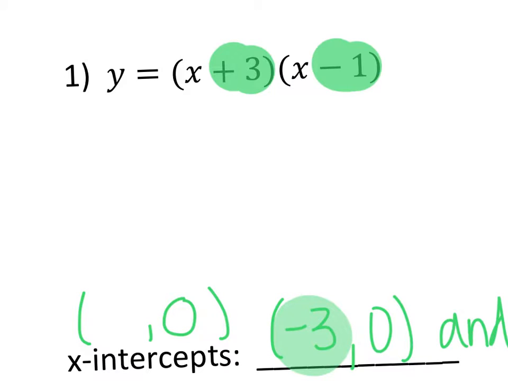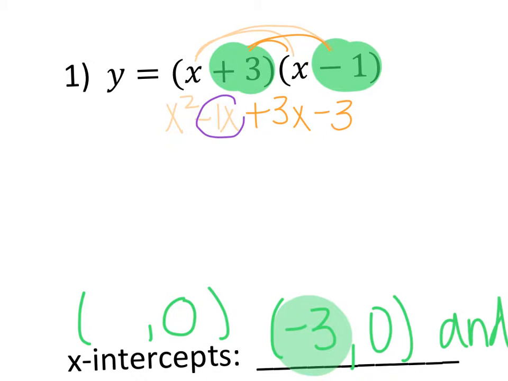Going back up to problem 1, I have y equals x plus 3 times x minus 1. In order to find standard form, I need to distribute. I need to multiply x times x, which is x squared. And I need to multiply x times negative 1, which would be negative 1x. And then I also need to multiply 3 times x, which is 3x, and 3 times negative 1, which is negative 3.